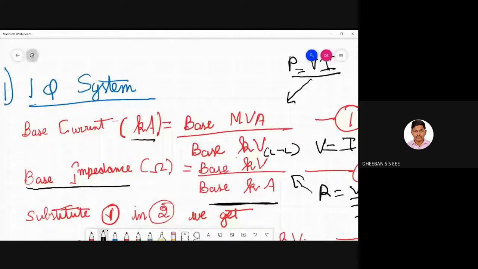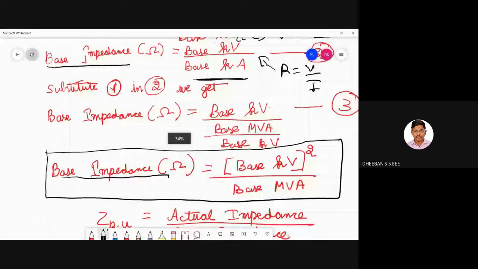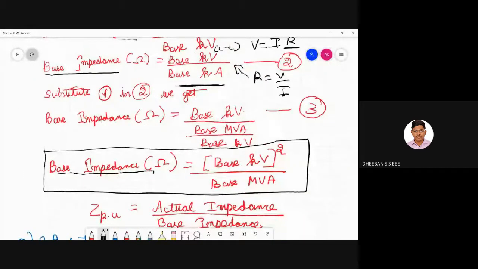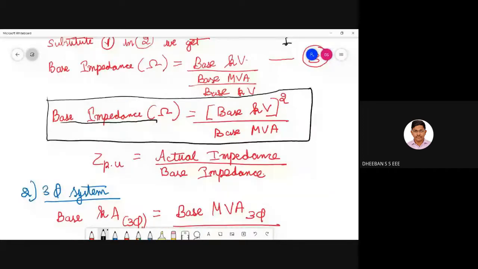So here for the single phase, your base impedance, this is the main formula: base kV the whole square divided by base MVA. With this formula, it is possible to find your per unit impedance. Your per unit impedance is actual impedance by base impedance. You'll know the actual impedance in the given problem, and you have to find your base impedance using this equation. Okay, so now coming to the three-phase system.